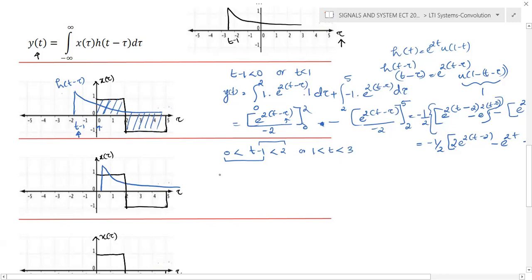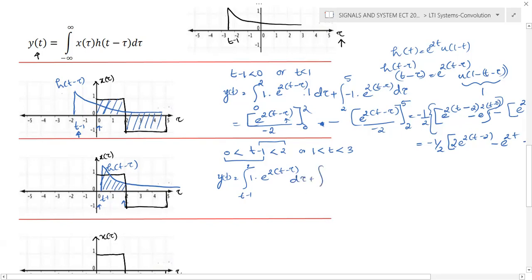And you can write the equation y of t here. Now we can say this is t minus 1, which is greater than 0 and less than 2. So we'll consider one case. If you consider the overlapping area here, you can start from t minus 1 onwards up to 2. Here, x of tau is 1 and h of t minus tau, we know that it's simply e raised to 2t minus tau, because we already wrote that, d tau.